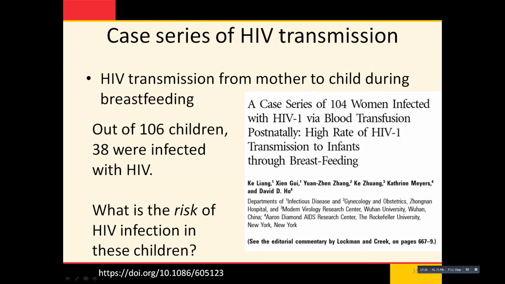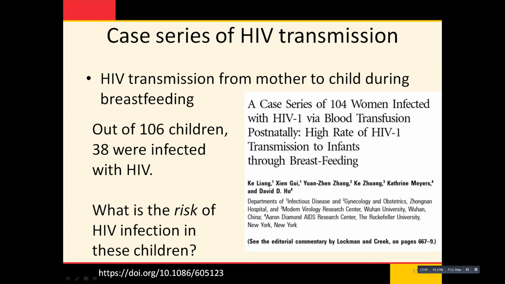So here's an example of a case series, and this is HIV transmission from mom to baby during breastfeeding. What they did is they had 104 women, and 2 of those women had twins, so that's how we wound up with 106 kids. But they had blood loss during vaginal delivery or C-section, received a transfusion, and contracted HIV through that transfusion. And what they did is follow the 106 children and found out that 38 became infected with HIV.